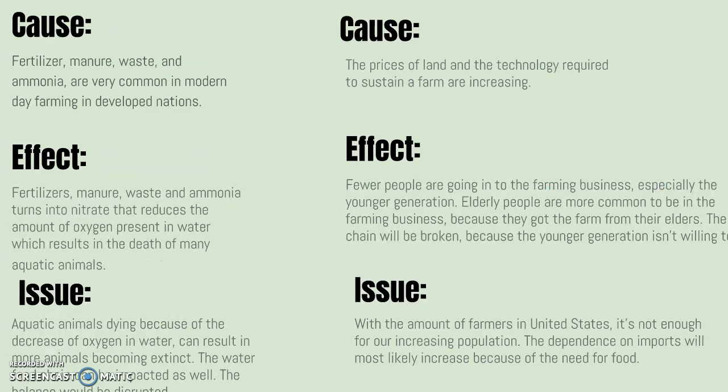Some cause and effects. Cause. Fertilizer, manure, waste, etc. are very common in modern-day farming, but they result in nitrate, which reduces the amount of oxygen present in water, and the issue is that aquatic animals are dying because of this. Aquatic animals can become extinct, and the water food chain can be impacted as well.